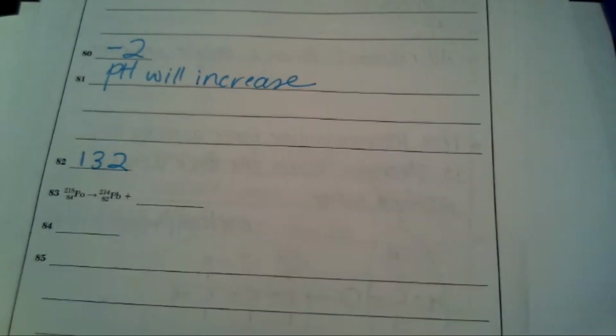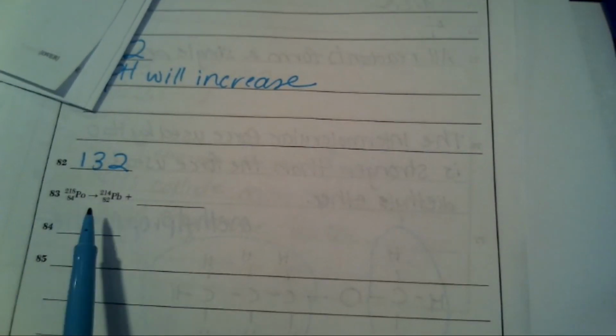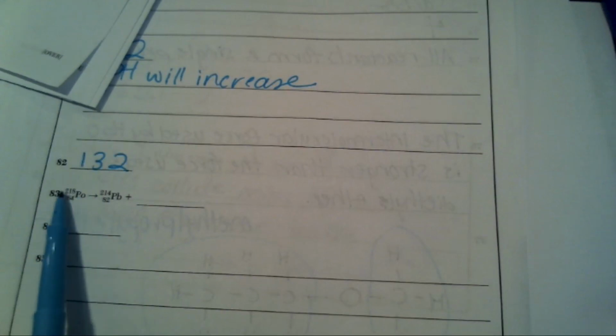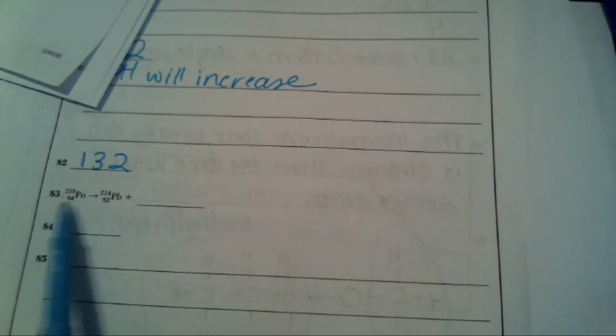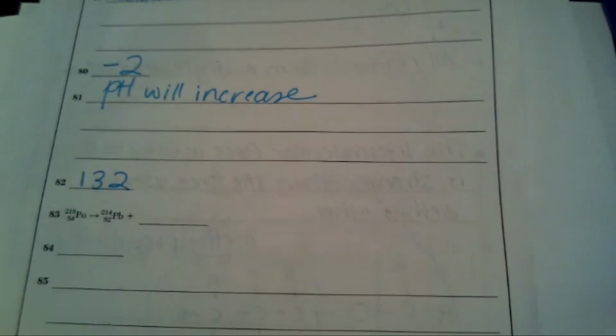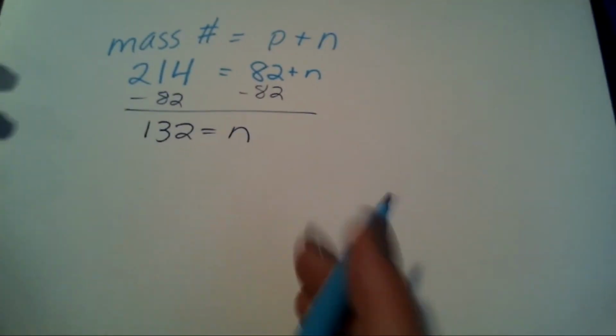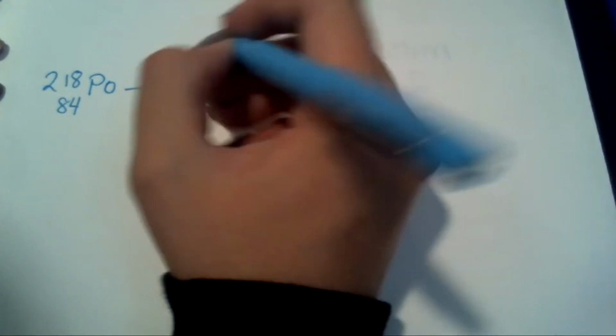For question 83, where did my test go? Here we go. Question 83 says, complete the nuclear equation in your answer booklet for the decay of polonium-218 by writing the notation of the missing product. This is where you do some algebra, top and bottom. So we are given this equation. I'm going to rewrite it a few times. So we have 218 and 84 for polonium. That is decaying into lead 214.